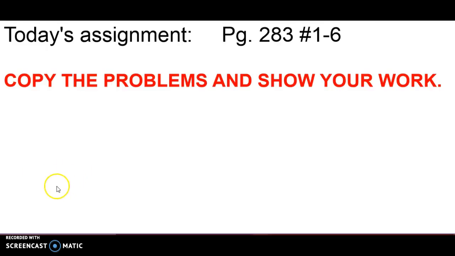Alright, so the homework for today is going to be page 283, numbers 1 through 6. I need for you to copy the pictures, but I also need for you to show your work. For some of the problems, like we talked about, that may not require a lot of adding and subtracting. However, I need to see on your picture what you knew to be true. Good luck!